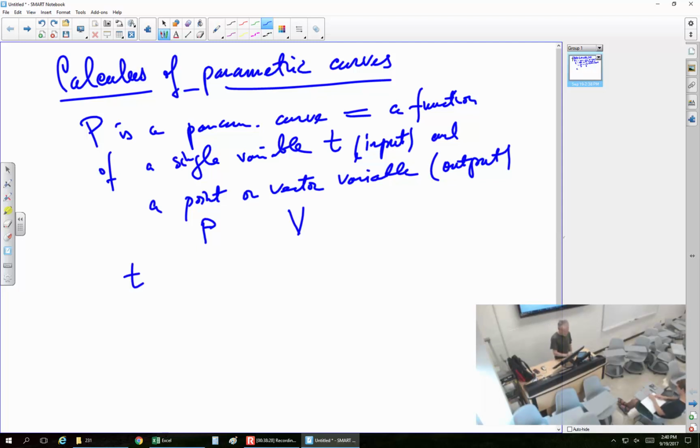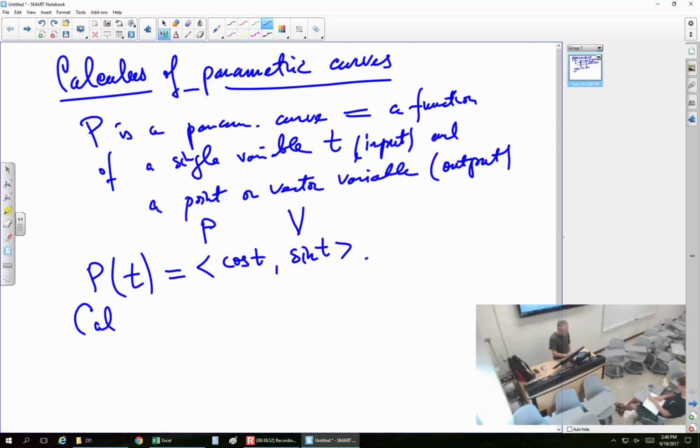Typically the input is a T. P of T is equal to, let's just go straight to that example that we should appreciate so much, and that is the circle: cosine T, sine T. That's a typical parametric curve. And now we want to study them in the same manner as in Calculus 1.